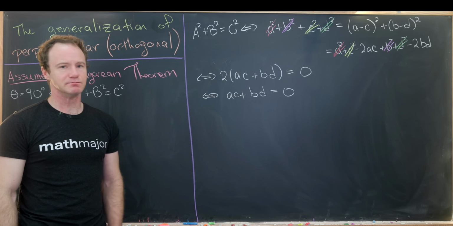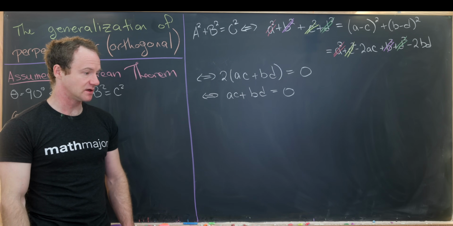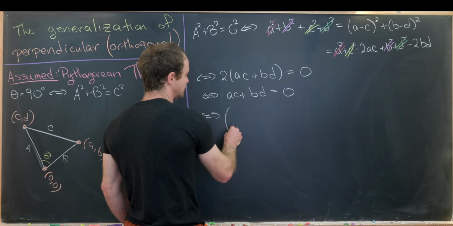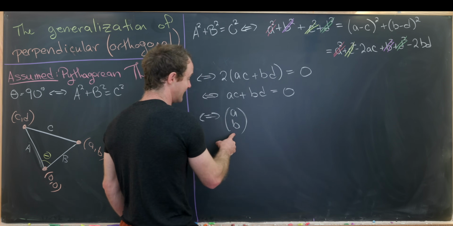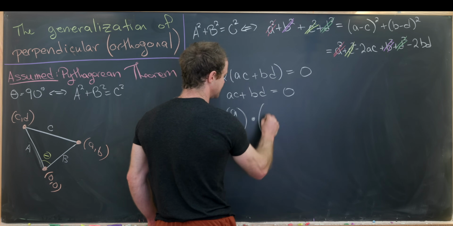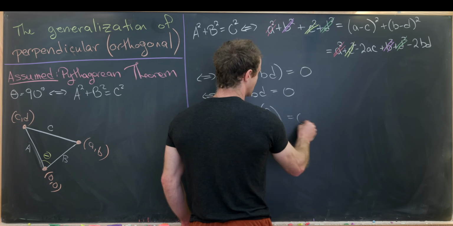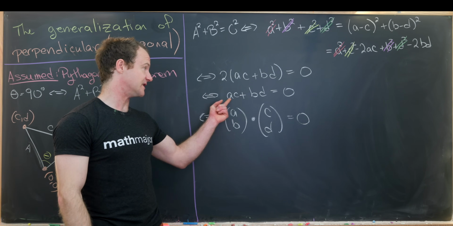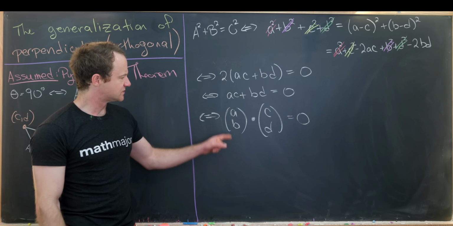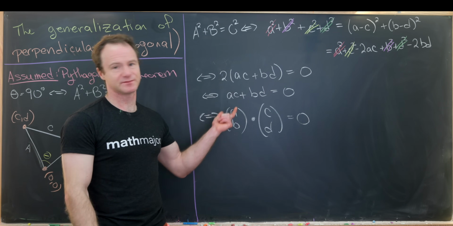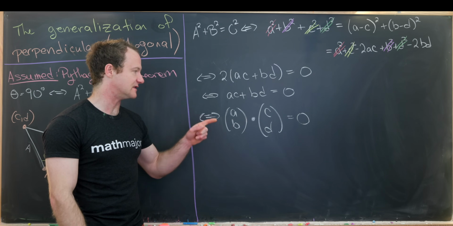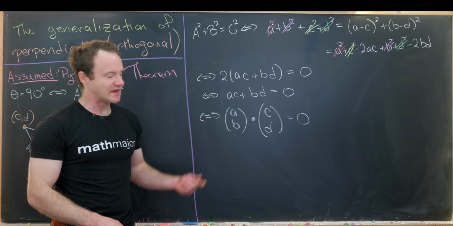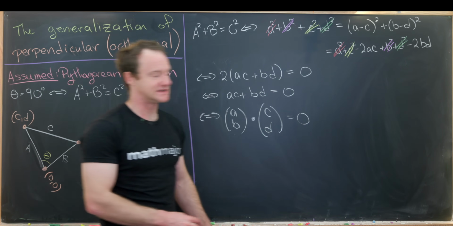But now that gives us some motivation for defining the dot product. Notice that is equivalent to the vector A, B dot C, D equals 0, where the dot product is defined just by this sum up here. So you multiply each of the corresponding entries in the vectors, and then you add them up. Okay. So that really brings us to the following definition.